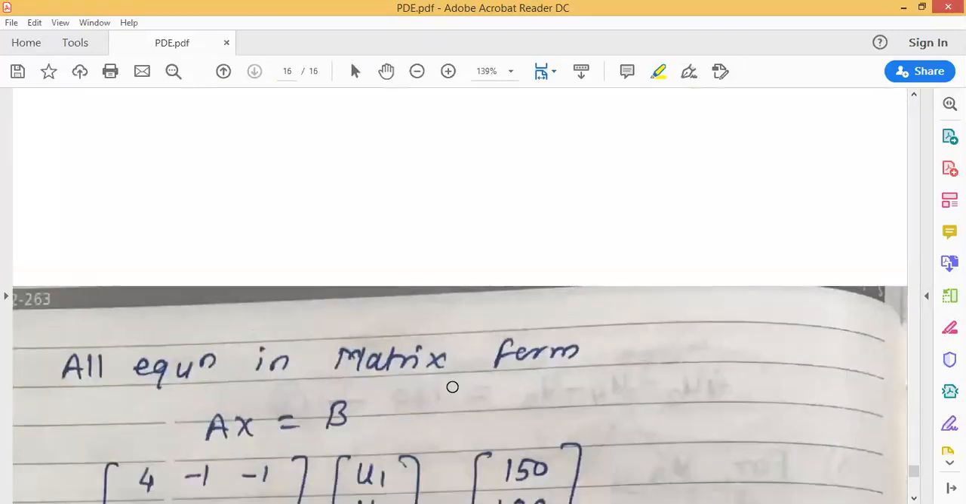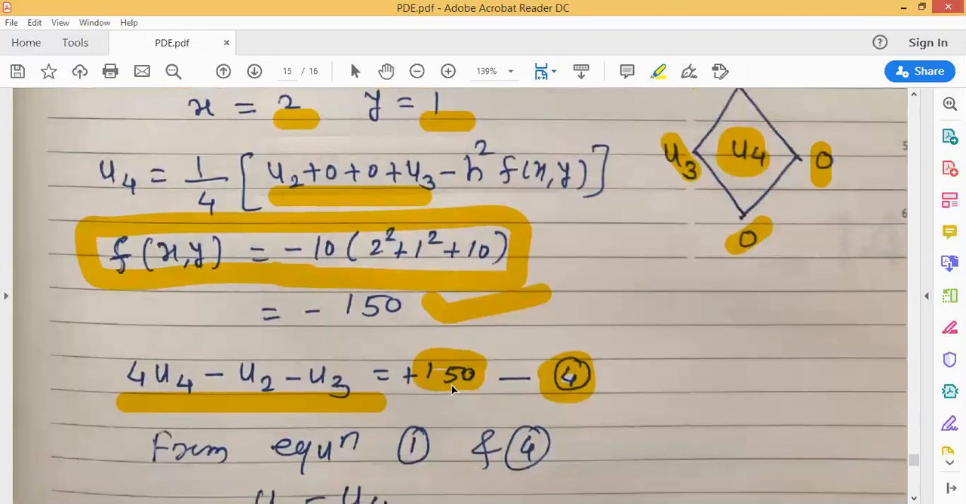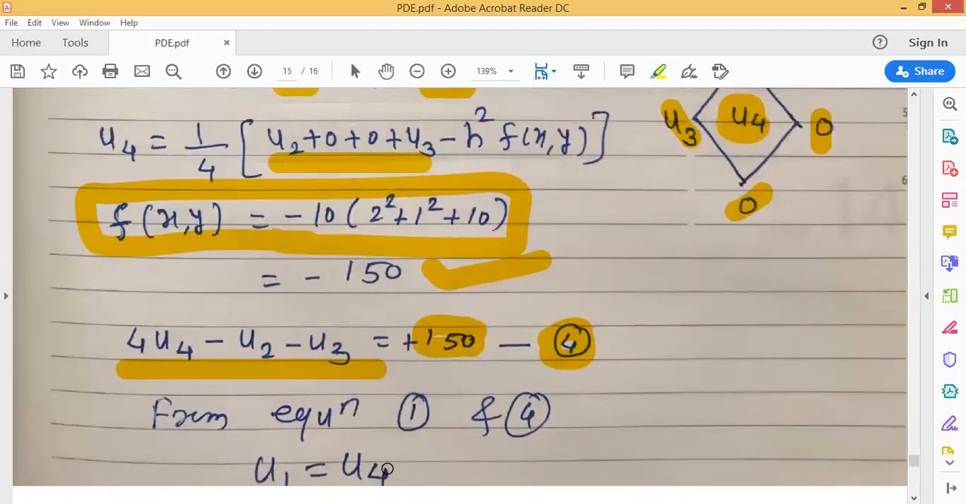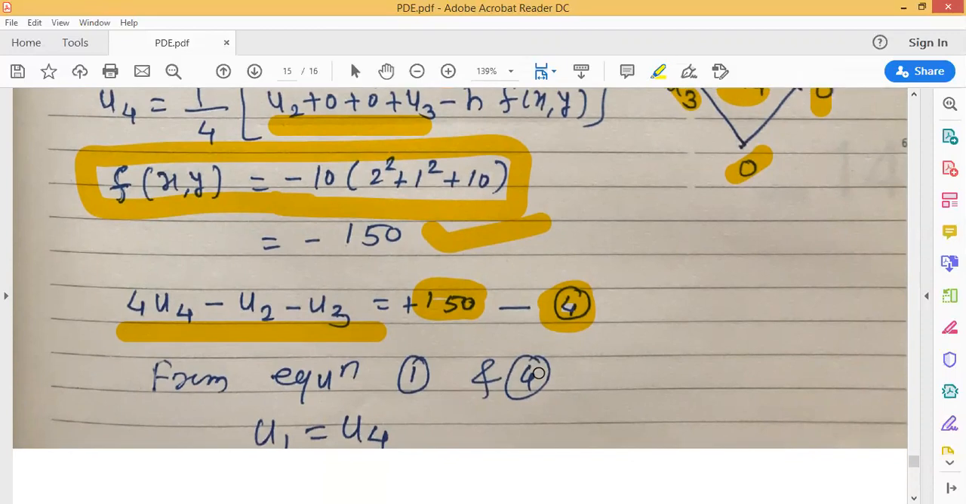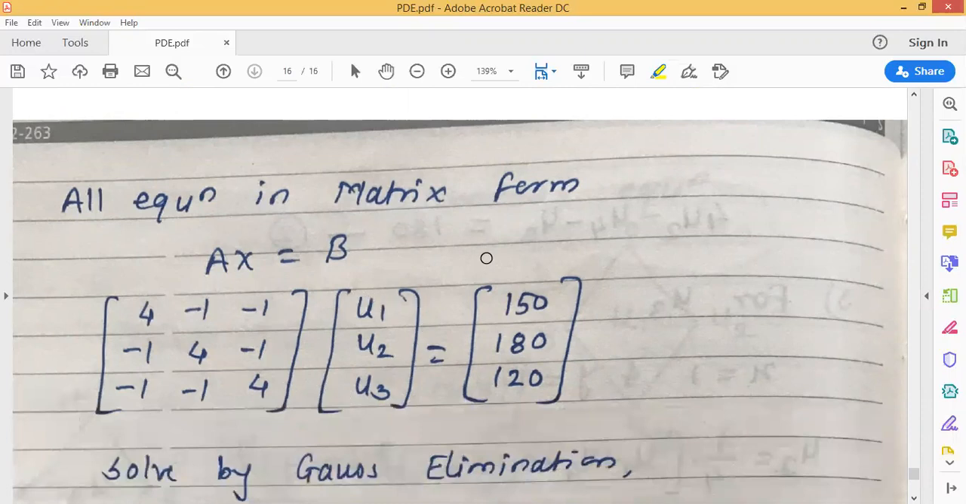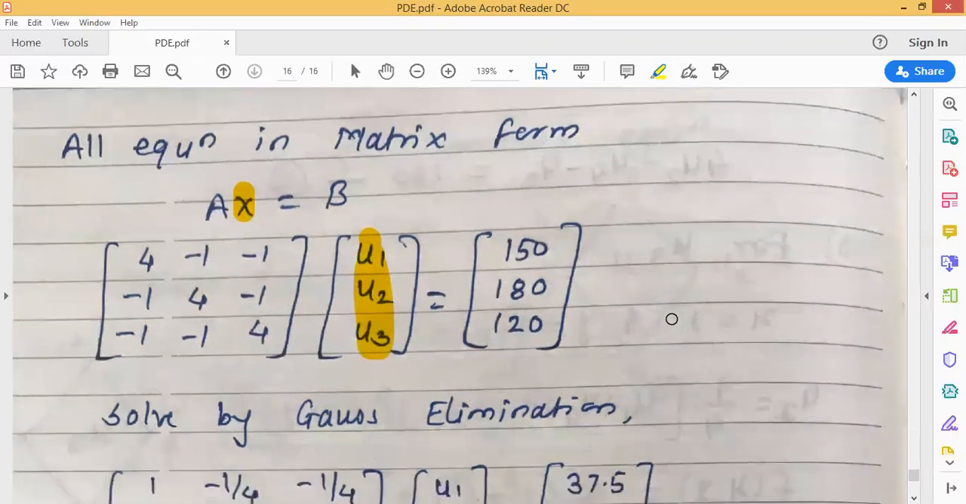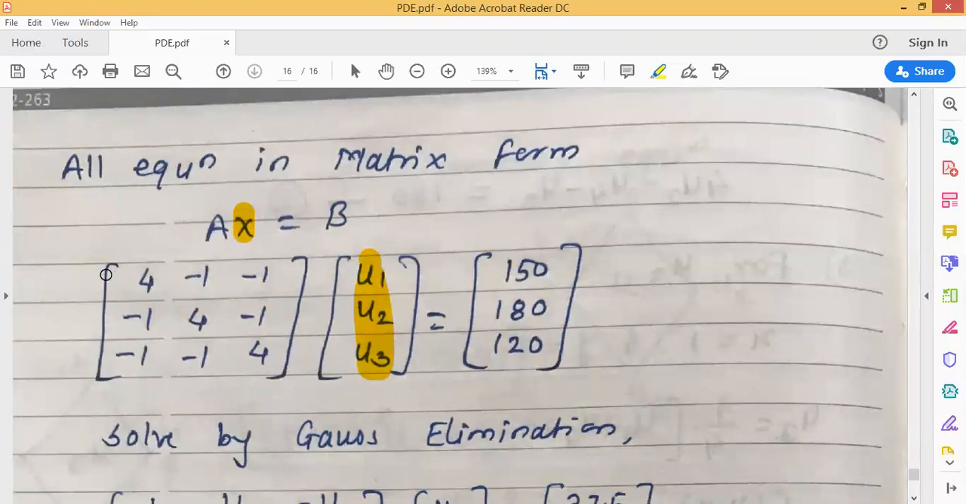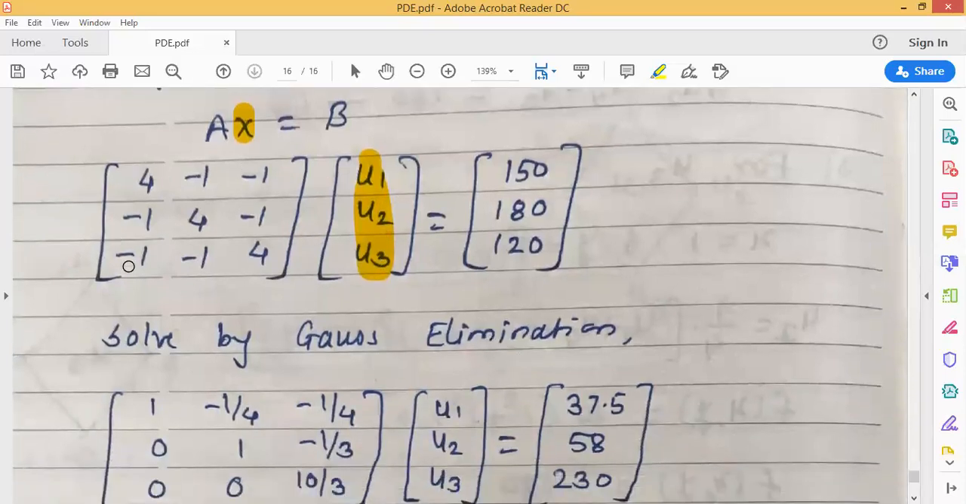So how many equations are we getting? Four simultaneous equations, but in that case u1 and u4 are the same, so only three simultaneous equations that we have to solve using the matrix formation Ax is equal to b. This is the A matrix, this is the x matrix, and this is the b matrix. X is the unknown matrix, u1, u2, u3, and u1 is equal to u4. From these first three equations I write it in matrix format, and by using the Gauss elimination method we solve these matrices.